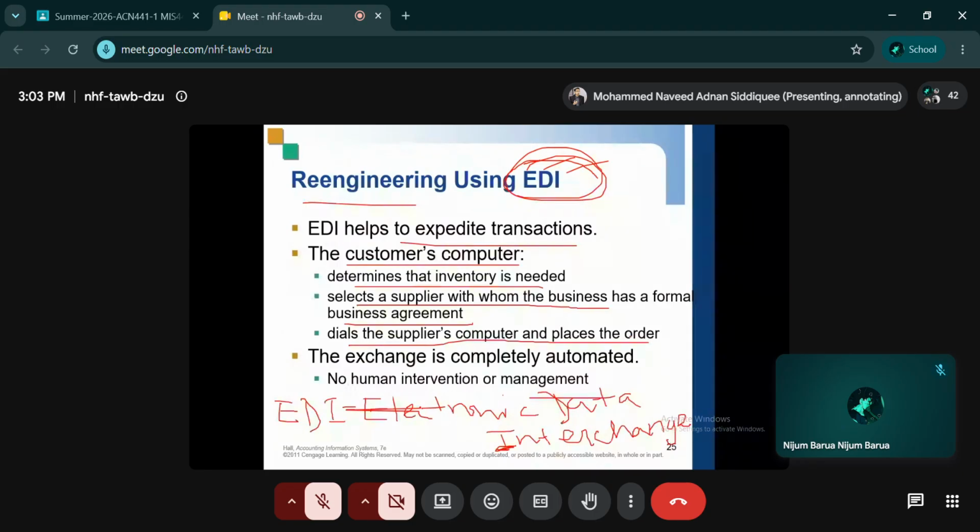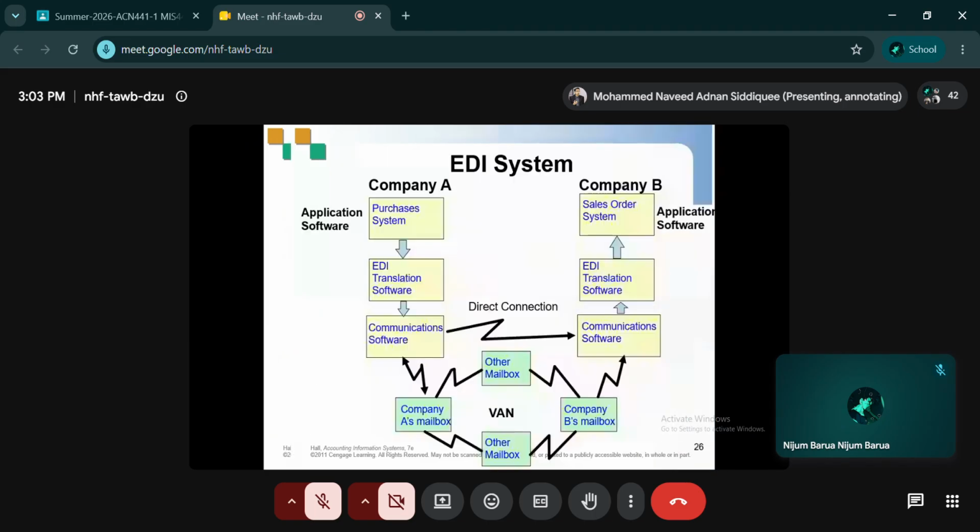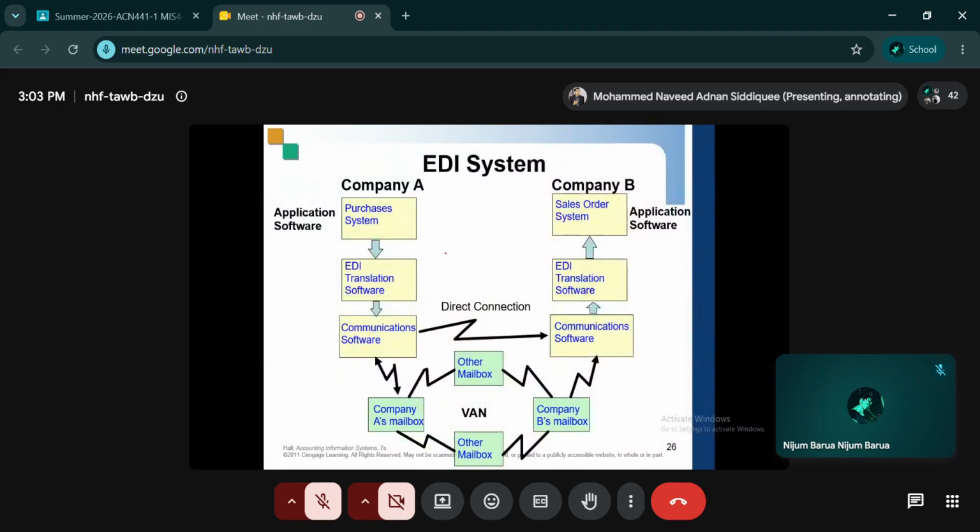Once the software selects that yes, this is the supplier I will order from, then the software will place the order with the supplier. This is how EDI works, right? It's very advanced, and it says the exchange is completely automated. No human intervention or management is necessary, right? So this whole process is done by the software. This is how it looks.